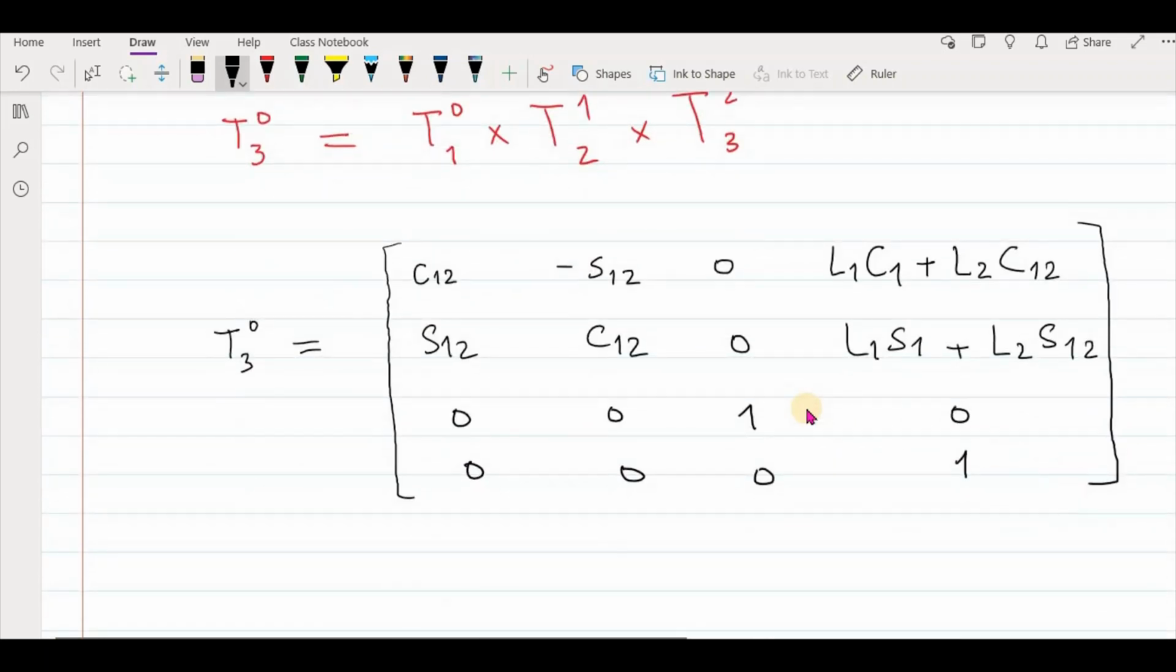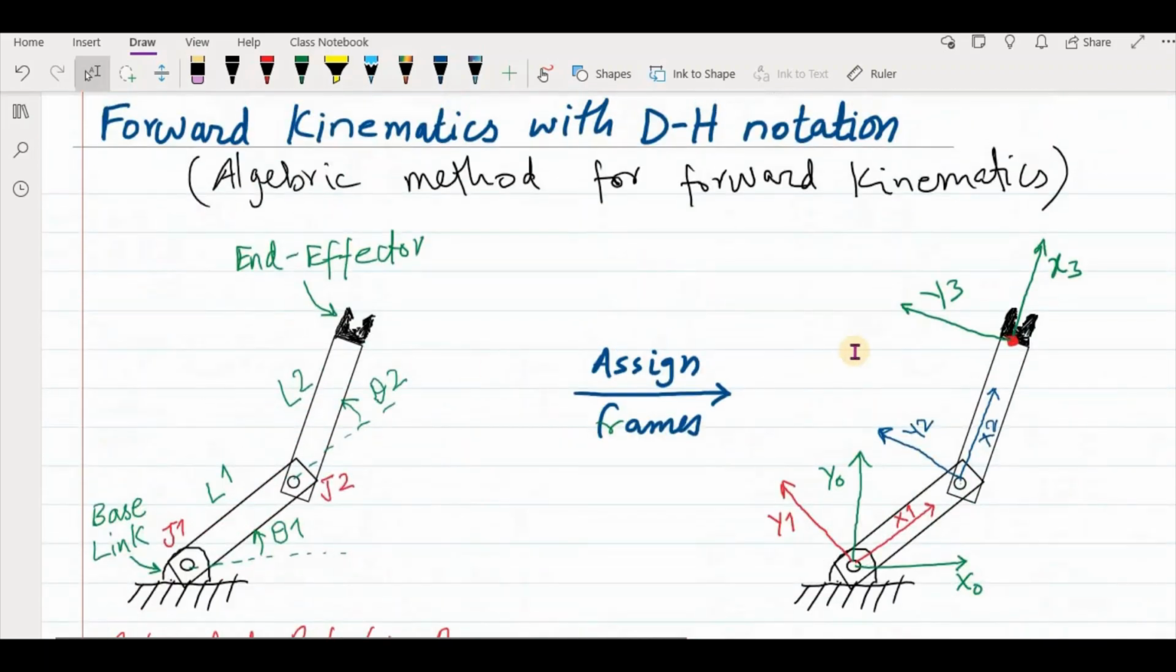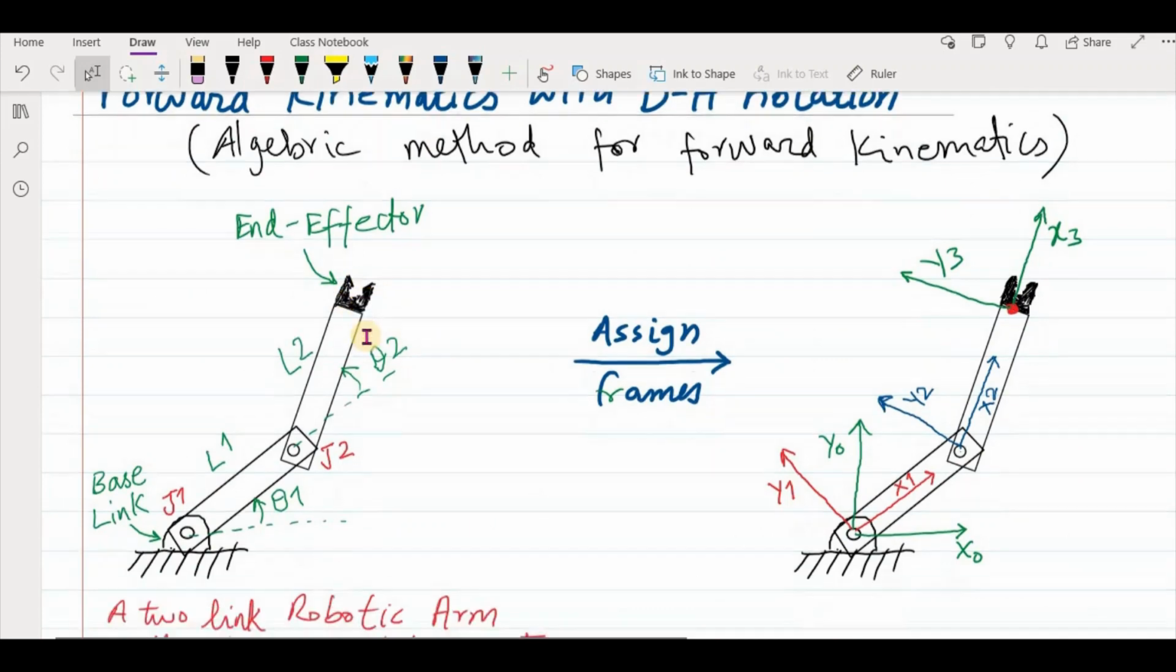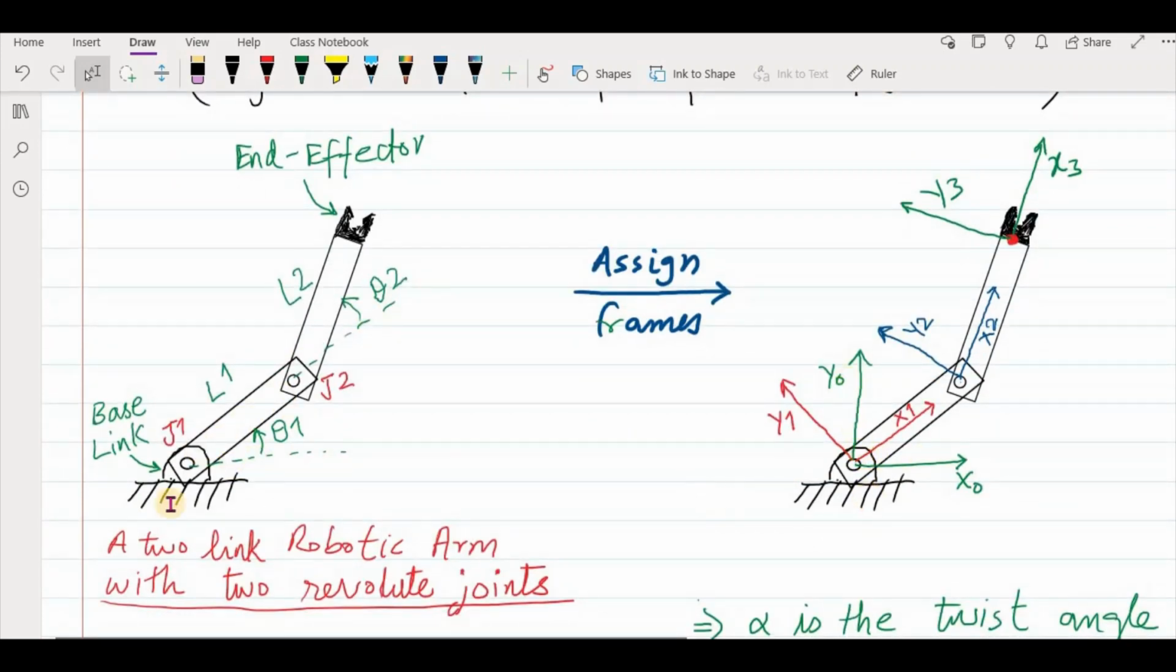And yeah, so this is the transformation matrix, and that's what you were looking for. You wanted to have the position and orientation of your end effector, your gripper, with respect to your base frame and the reference frame. So it says that your end effector frame is rotated about z-axis.